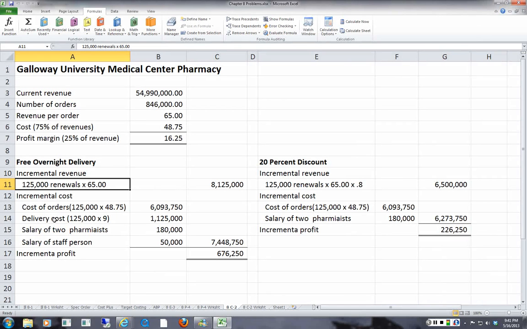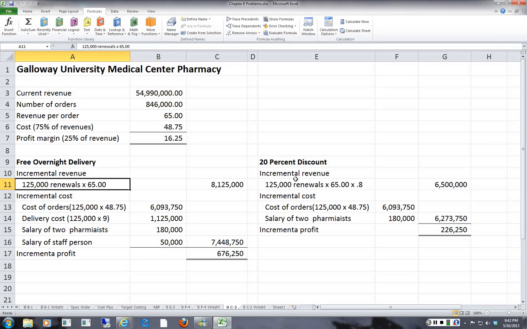$1,125,000. Then they say they'll have to hire 2 pharmacists. Well, that's $180,000. Then they have a salary for 1 staff person, and that person will cost $50,000. So you add all those costs up, and you get a total cost of $7,448,750. Compare that with the incremental revenue of $8,125,000, and we come up with an incremental profit of $676,250. Now that's what they'd make on overnight delivery.